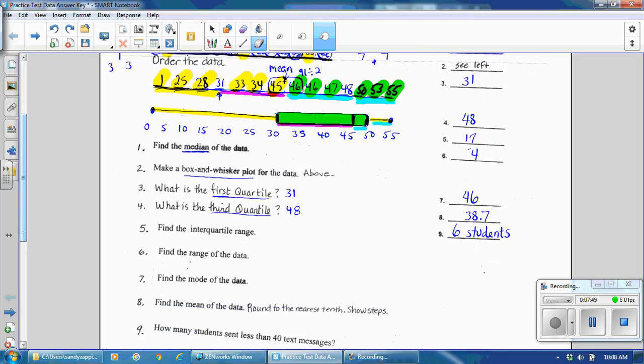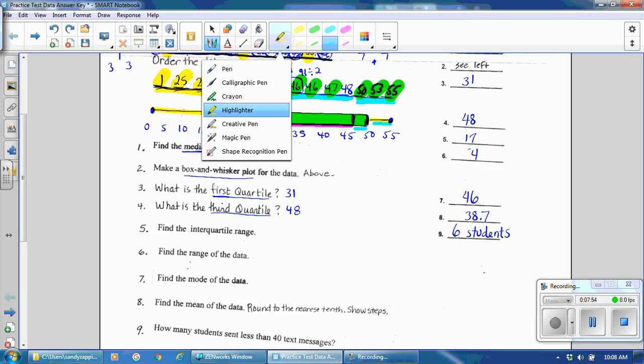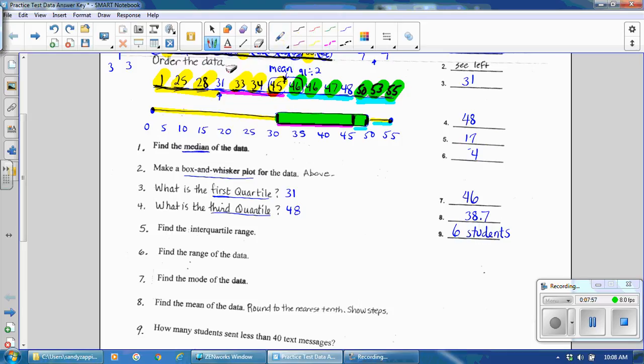All right, let's go down to the interquartile range. The interquartile range is the difference between the first quartile and the third quartile. So it's the third quartile minus the first quartile, and that's going to be 48 minus 31, which is equal to 17. The range of the data is the difference between the highest number in the data and the lowest number in the data. The highest number in the data was 55, the lowest number in the data was 1, and so the range is 54.